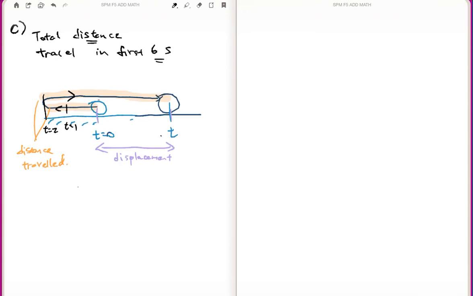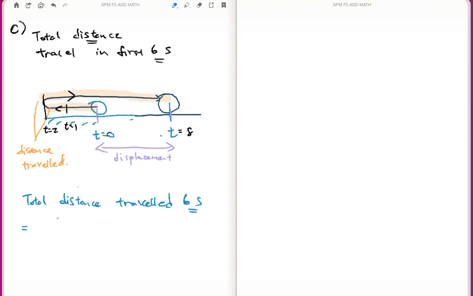And when will it be turning back again? We don't know. But as long as it's 8 seconds, then it will turn to the right. No, sorry. From t is 2 to t is 8, maybe here t is 8, it's moving to the right. So if you want to find out the distance traveled in the first 6 seconds, what we'll do is find the total distance traveled in the first 6 seconds.